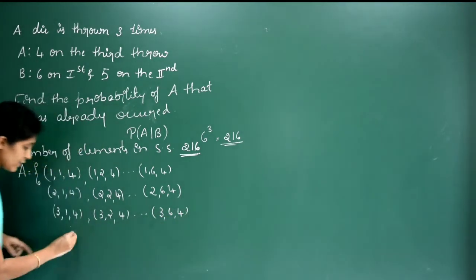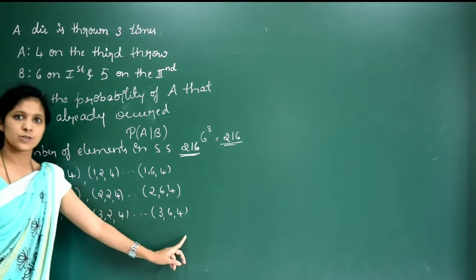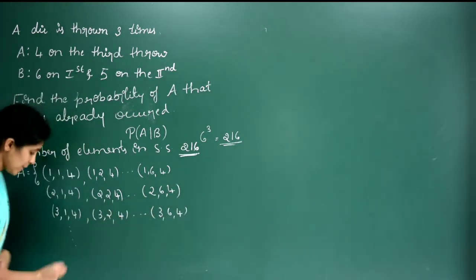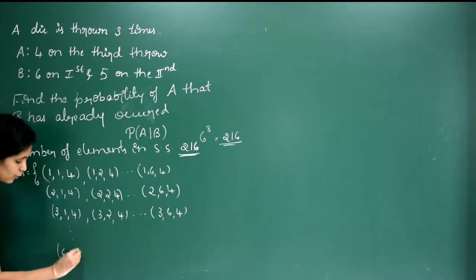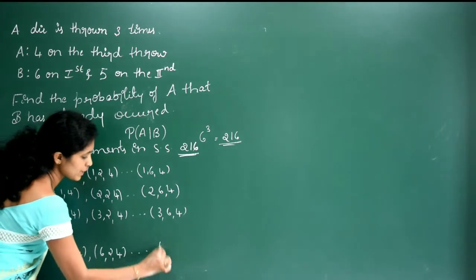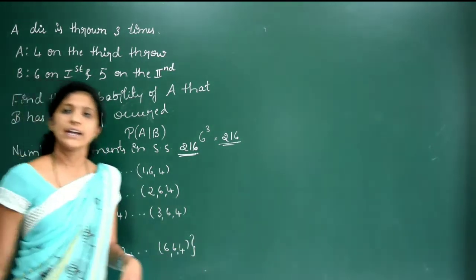Right? Similarly we can write many. You have to write those: 4, 1, 4, 4, 2, 4, then last 4, 6, 4. Then 5, 1, 4, 5, 2, 4, 5, 6, 4. Last one will be here 6, 1, 4, then 6, 2, 4, then the last will be 6, 6, 4. So these many elements are possible in the event A.